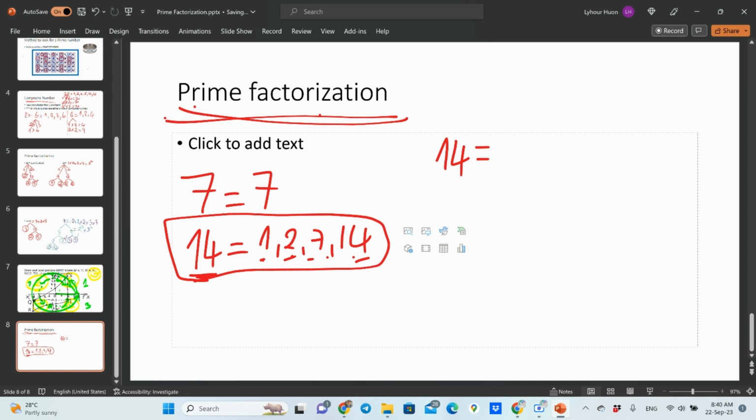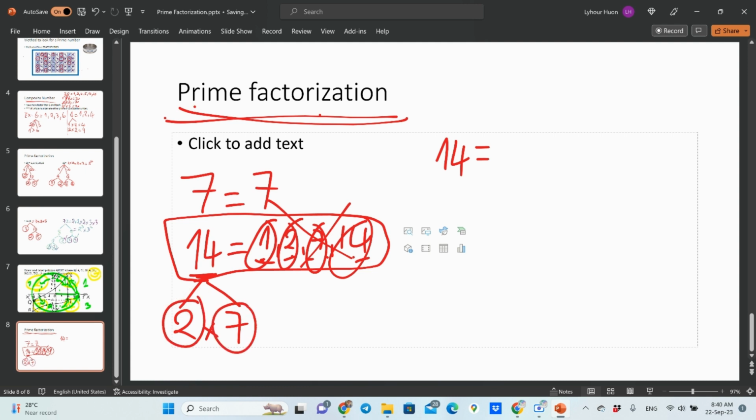So how can we write the prime factorization of 14? Not this one, not this one. We can't just leave 14 because it's not a prime number. We have 7 times 2, or 2 times 7, correct. Both are already prime, so the prime factorization is 2 times 7.